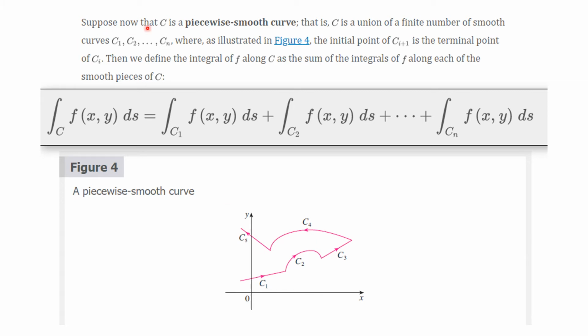Now, suppose that C is a piecewise curve and it's a union of a finite number of smooth curves. So in fact, you're going along this curve, but then it has a different parameterization, another parameterization, and another parameterization. Well, by the same theory that we talked about before, the integral over the curve is just the sum of the integrals over the subtending curves.